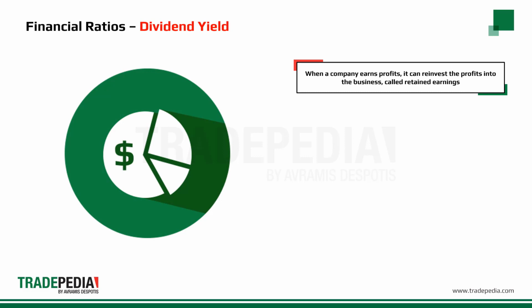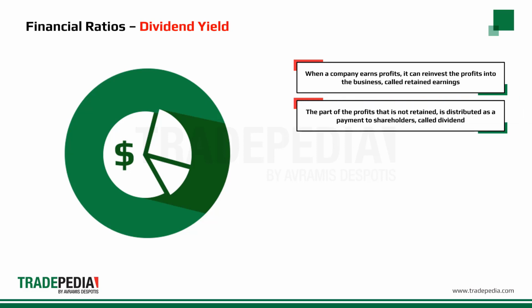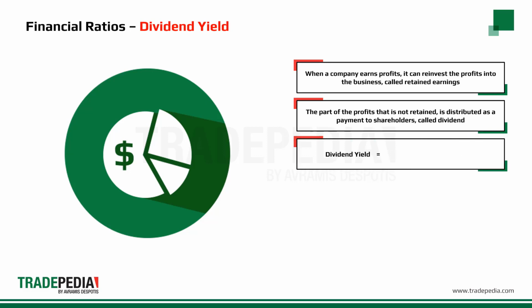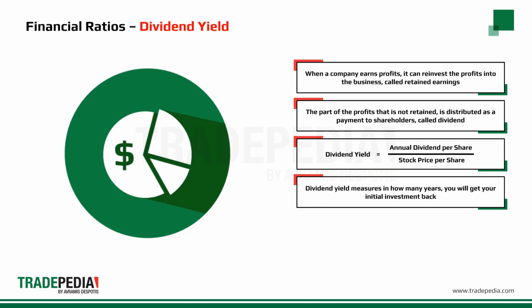When a company earns profits, it can reinvest the profits into the business, called retained earnings. The part of the profits that is not retained is distributed as a payment to shareholders, called dividend. A stock's dividend yield is calculated as the company's annual cash dividend per share, divided by the current price of the stock. Dividend yield measures in how many years you will get your initial investment back.